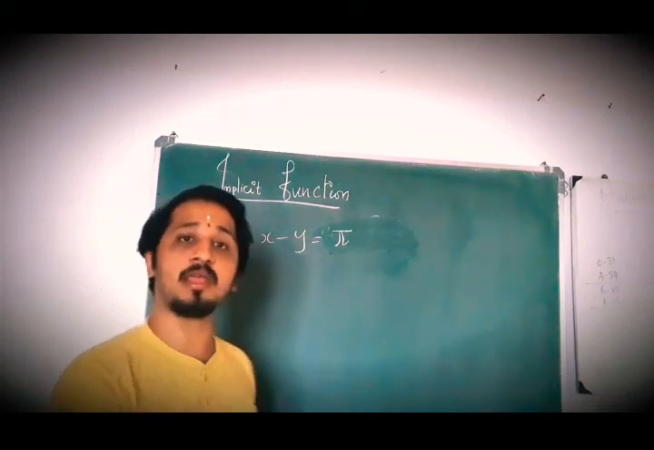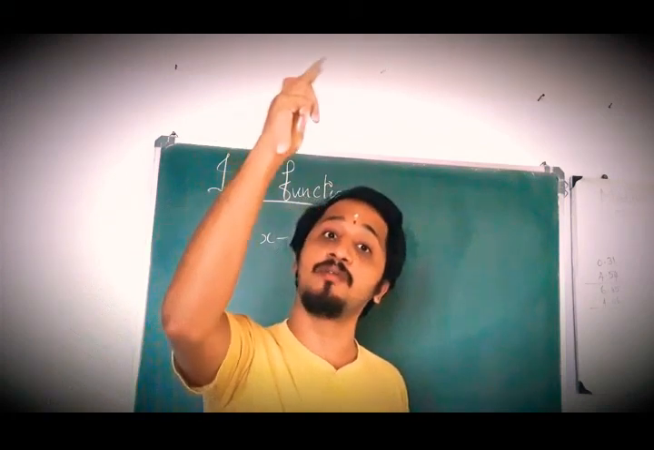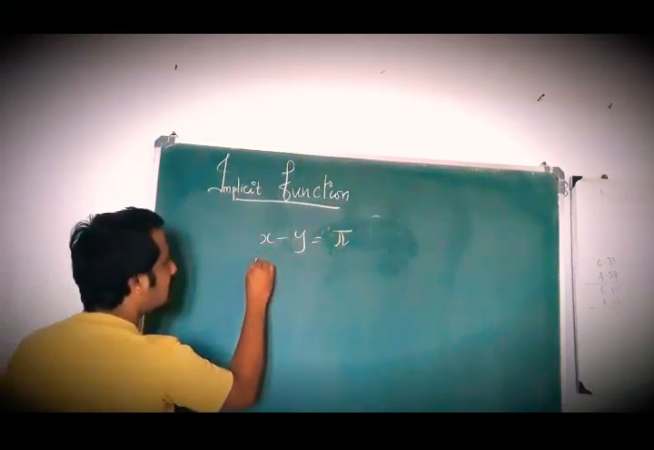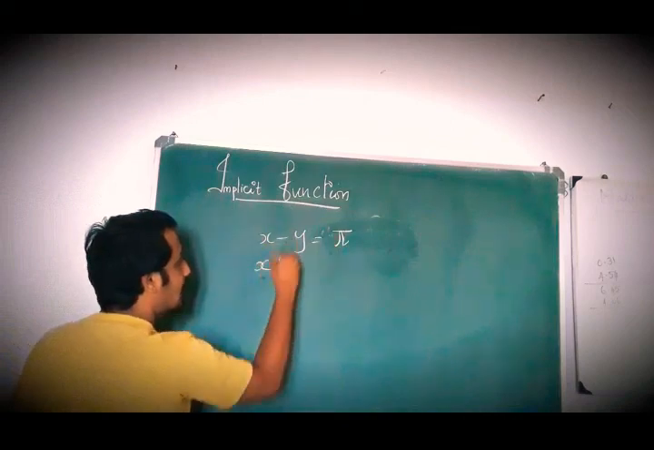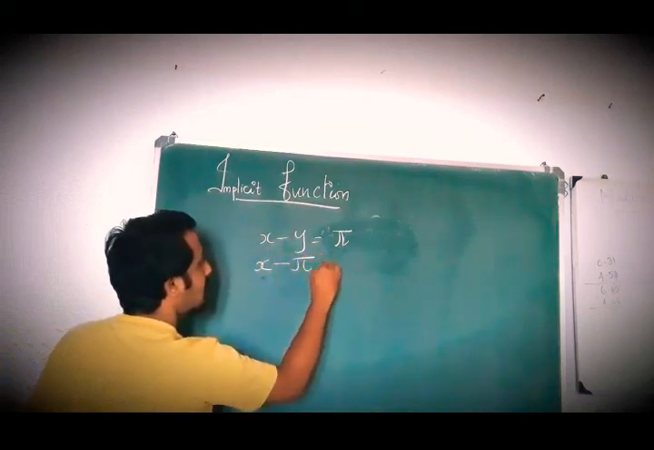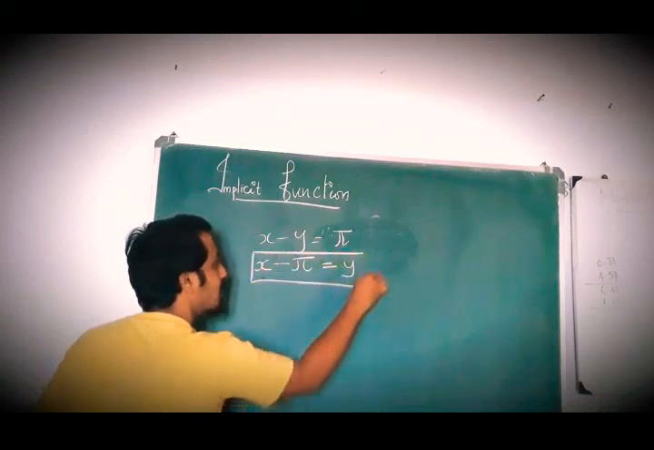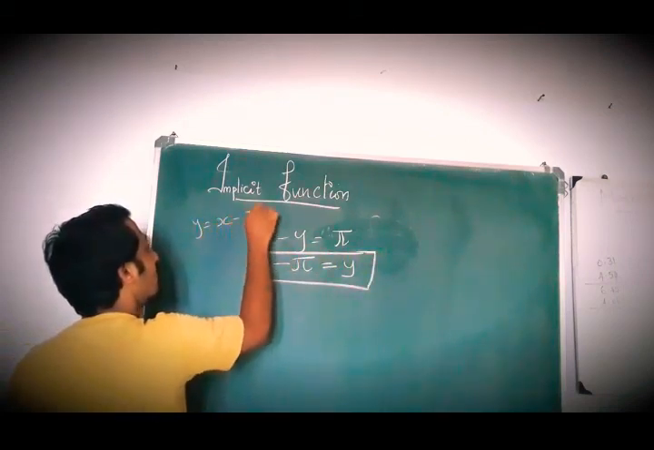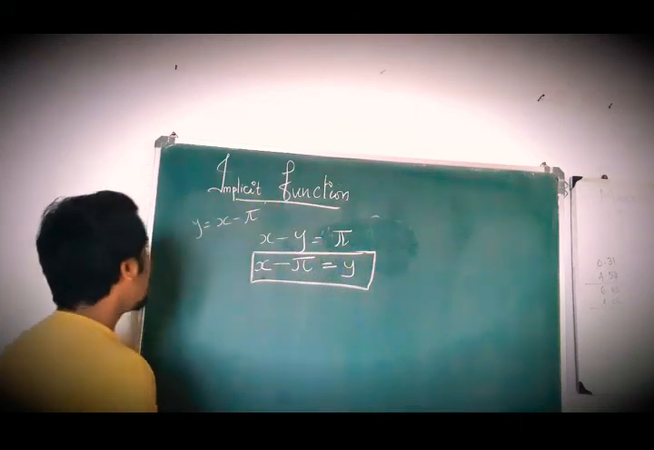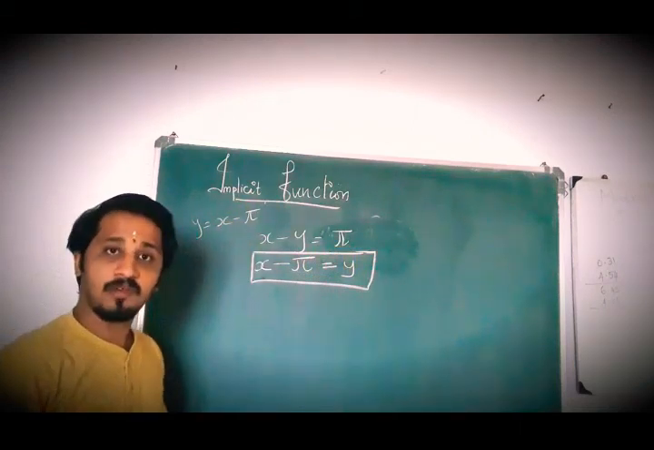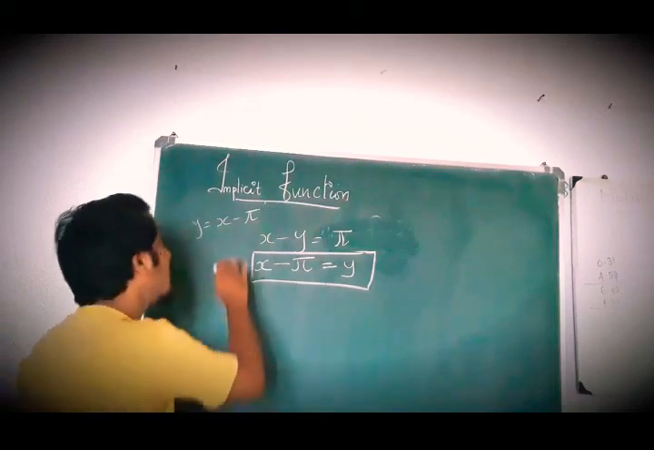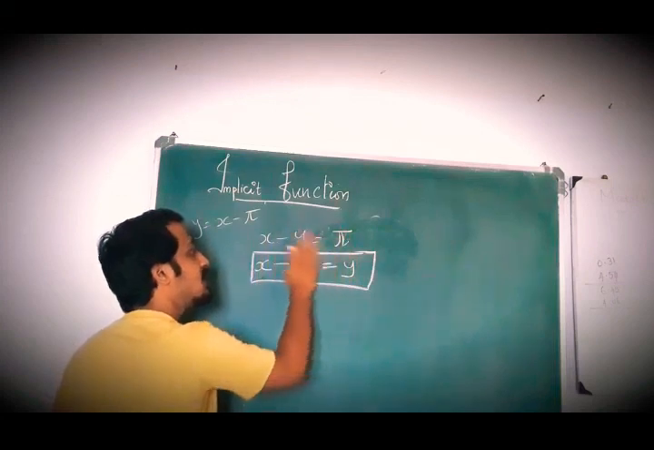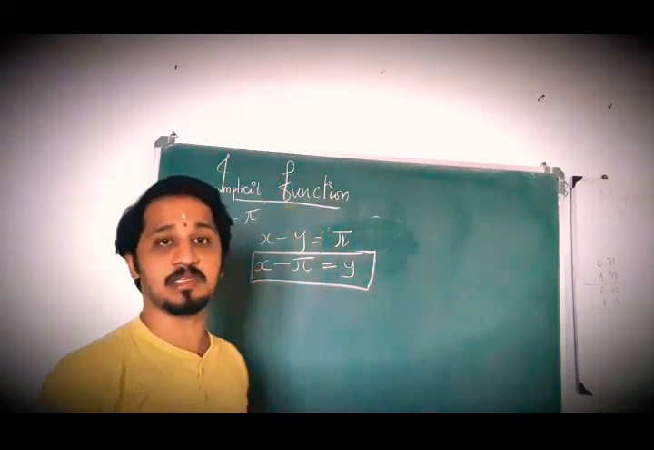We have studied y is equal to f of x, function in terms of function of a function rule or chain rule. Similarly, I am going to write x minus pi is equal to y. Can I write like this? x minus pi is equal to y, or I can write y is equal to x minus pi as well. So this is a function of x now, y is equal to f of x. So here f of x is x minus pi. Such a type of function is known as implicit equation or implicit function.